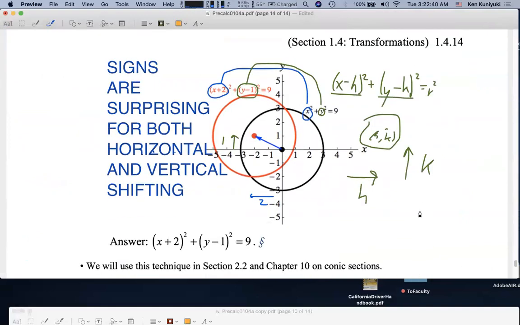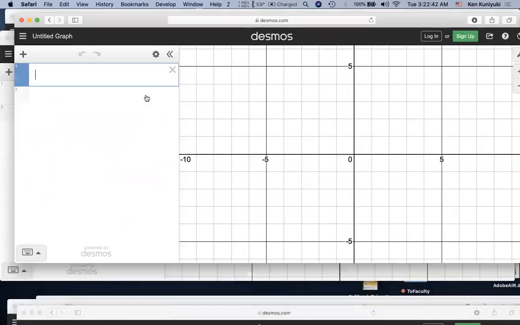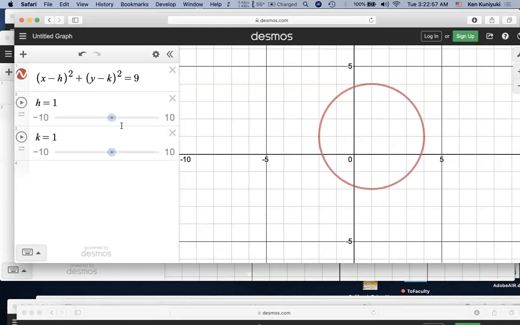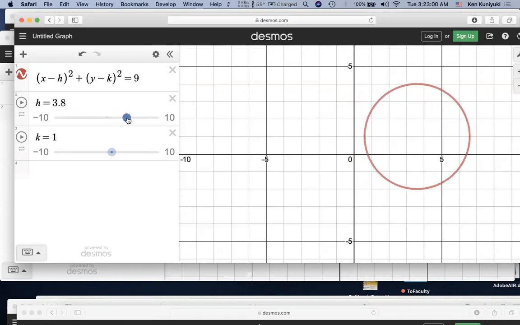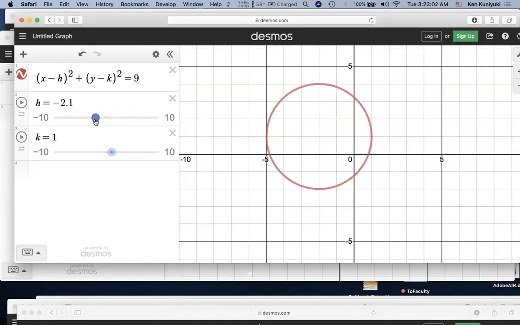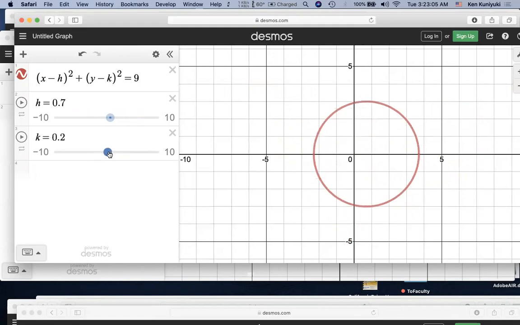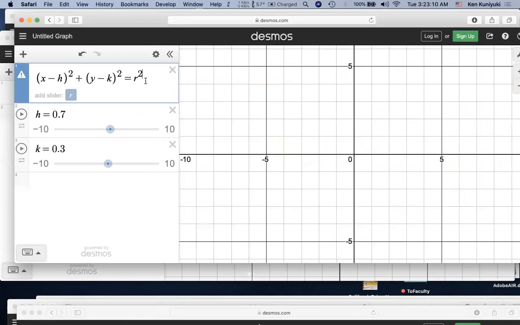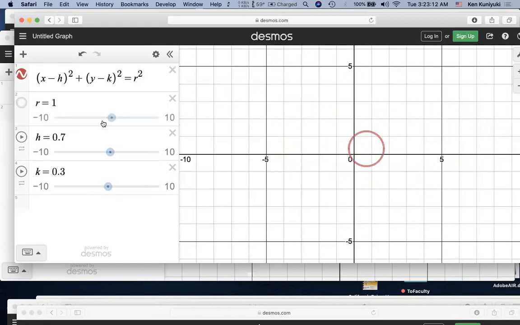And in fact, if you go to Desmos, if you consider x minus h all squared plus y minus k all squared equals 9, let's add sliders for h and k. If h is adjusted, we shift horizontally. If k is adjusted, we shift vertically. Instead of 9, let's have r squared. Let's add the r slider. If you shift r, you change the radius.